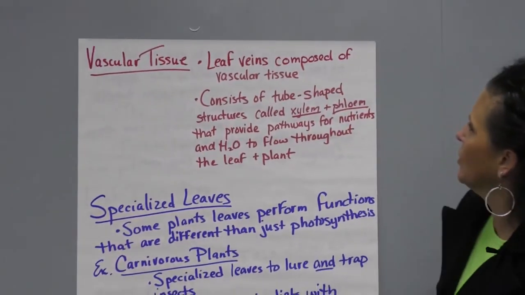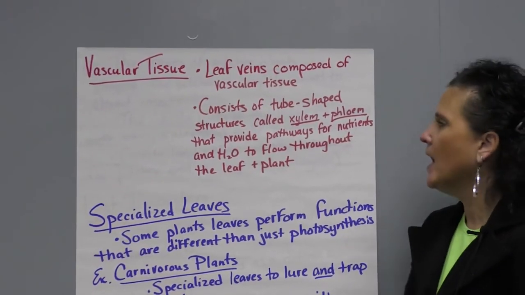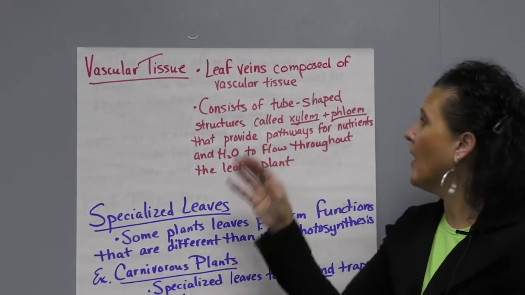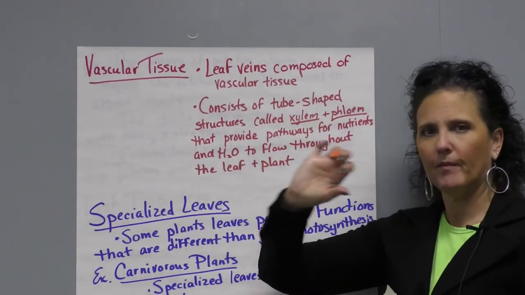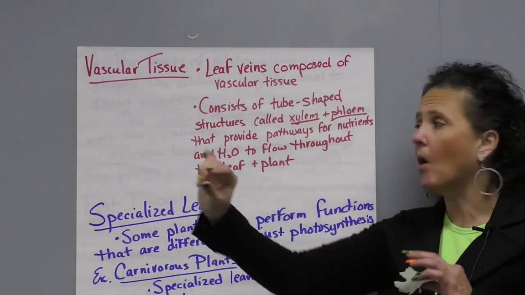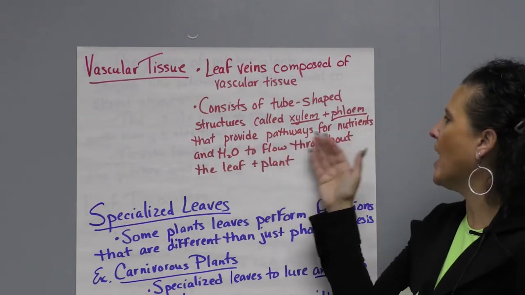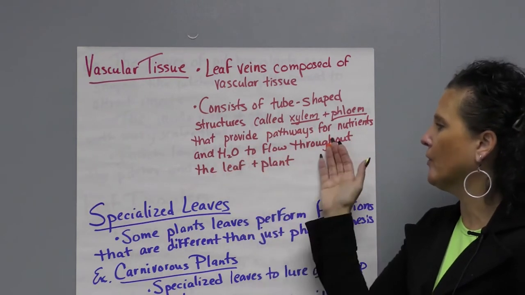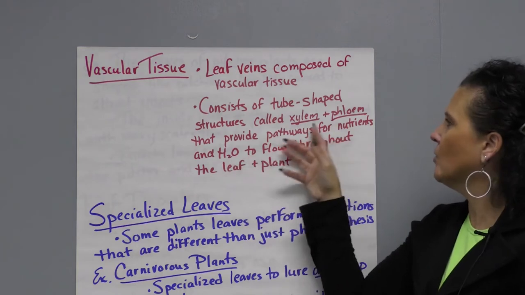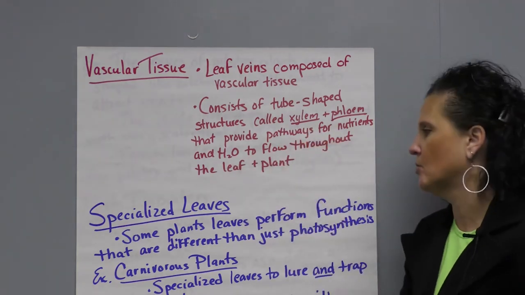The vascular tissue, the leaf veins, have different structures. They are tube-shaped. They look like a long paper towel roll. And then they have those, they're called xylem and phloem. And those provide pathways for nutrients and water to flow throughout the leaf and plant. These two, xylem and phloem, carry those nutrients.